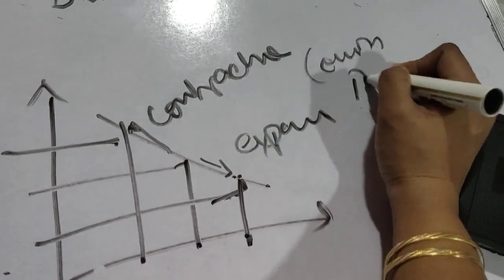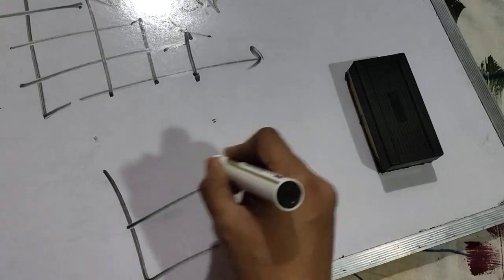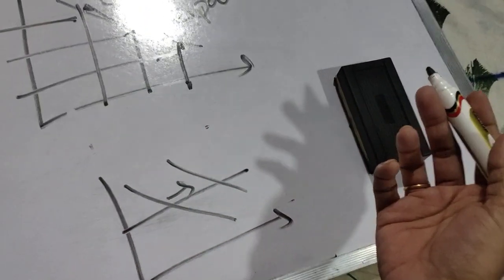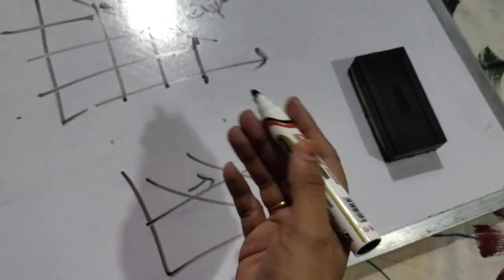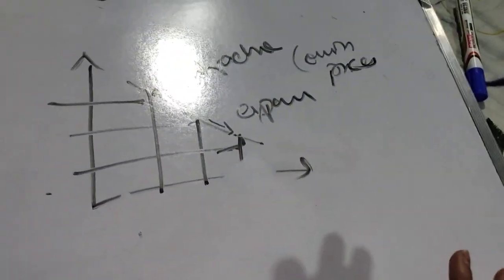What is happening here is because of my own price. Very important. And whenever there is a shift of the demand curve, that is not because of my own price, it is because of other things. So there is a shift because of some other factor. If there is an increase in my demand, I'm going to this side, and if it is a decrease, I'm going to the left hand side. So this is a basic revision of the first chapter.